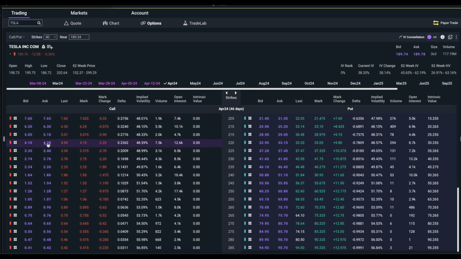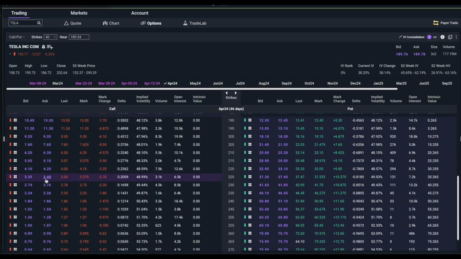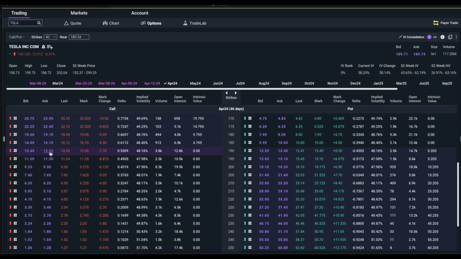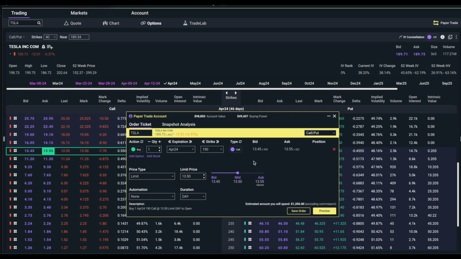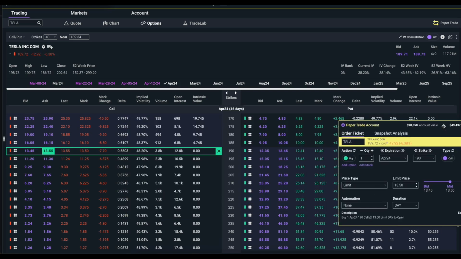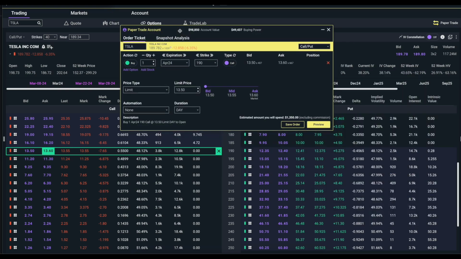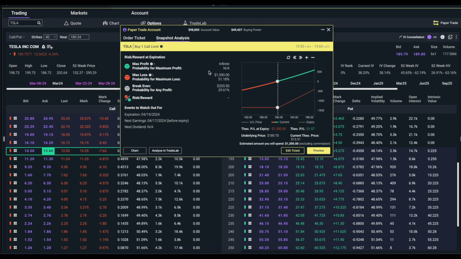Now, what's premium? Premium is what you pay for an option, and you're going to pay, let's say, $1,300 for this option here. You can see this one is slightly out of the money. Tesla's at 189, this is at 190, and it's 47 days to expiration. So if you think that Tesla is going to go up and that's your thesis, maybe you could buy a call option 47 days out. That gives you a little bit of time.